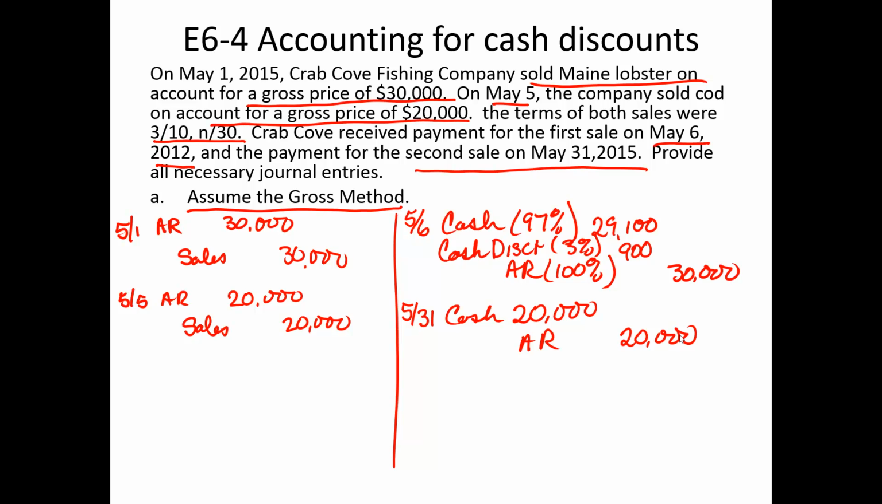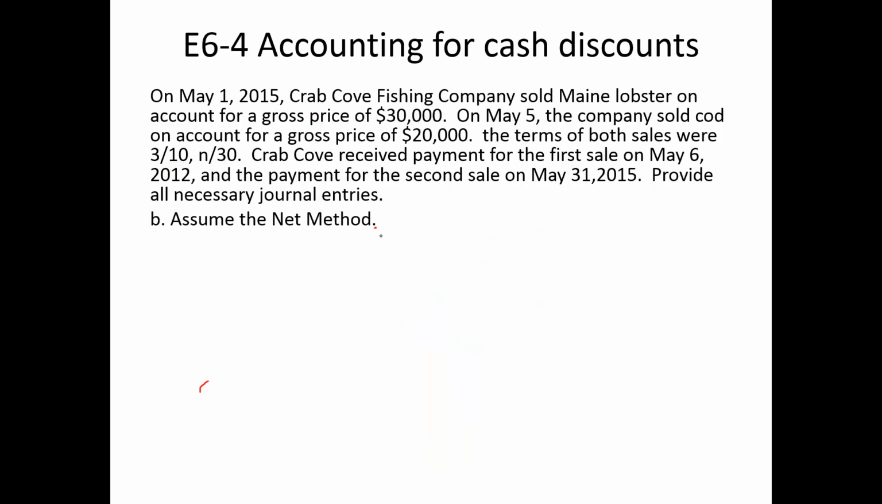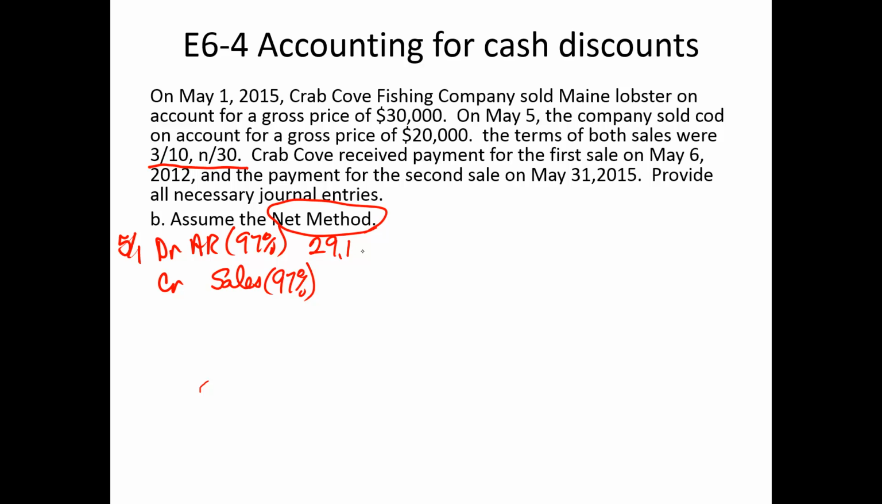Contrast that with the net method, where we assume everyone is going to take the discount, which means that when we make the sale on 5-1 for the lobster, we're going to debit accounts receivable and credit sales, but we're going to record it initially at 97% because we're assuming that everyone is going to take the discount. So it's going to be for $29,100, even though the sale was for $30,000.